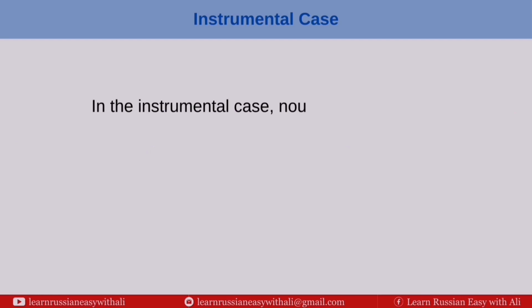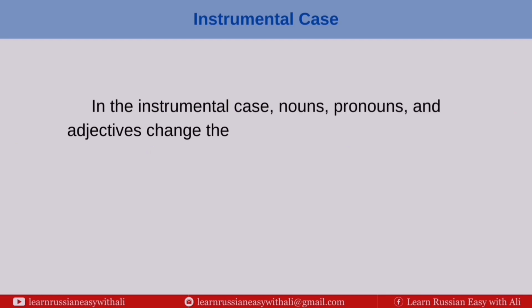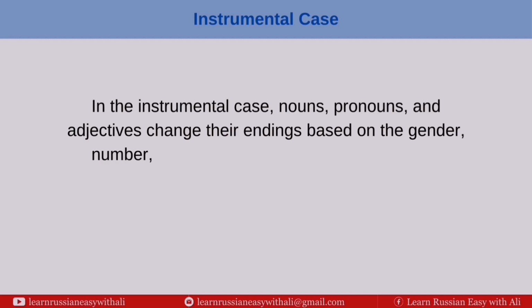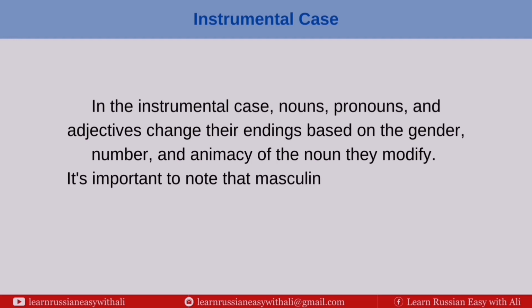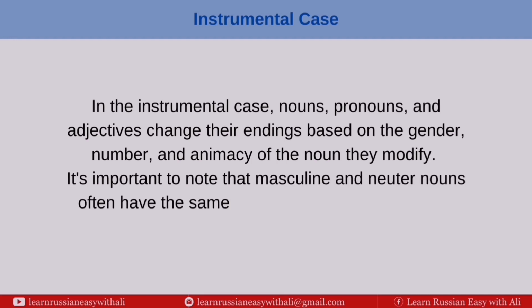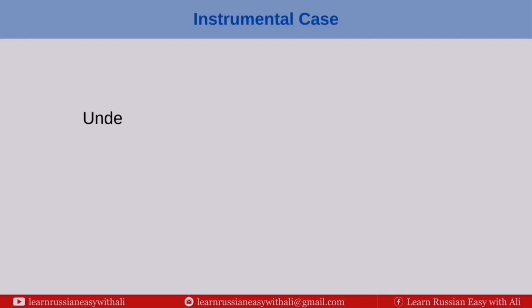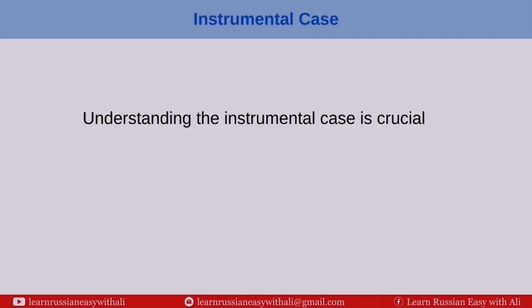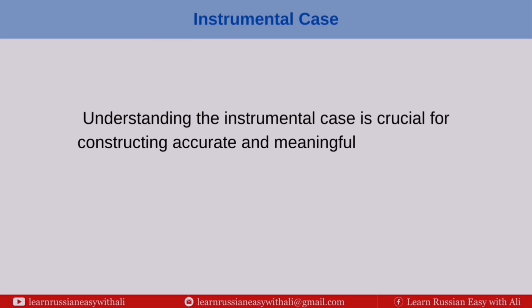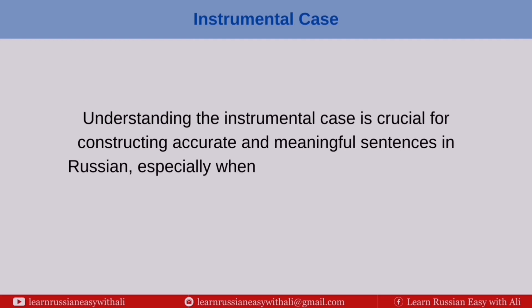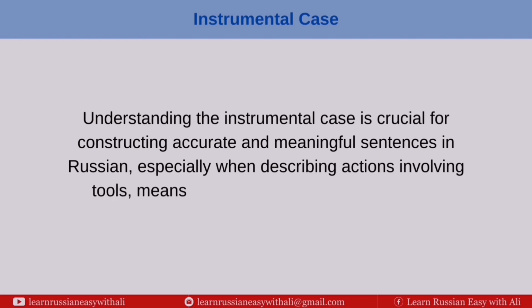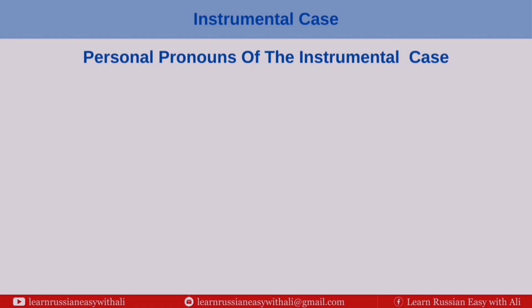In the instrumental case, nouns, pronouns, and adjectives change their endings based on the gender, number, and animacy of the noun they modify. It's important to note that masculine and neuter nouns often have the same form in the instrumental case, while feminine and plural nouns have distinct forms. Understanding the instrumental case is crucial for constructing accurate and meaningful sentences in Russian, especially when describing actions involving tools, means, or accompanying circumstances. Personal pronouns of the instrumental case.